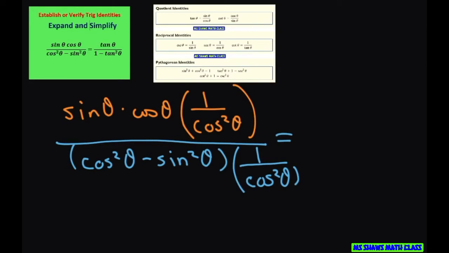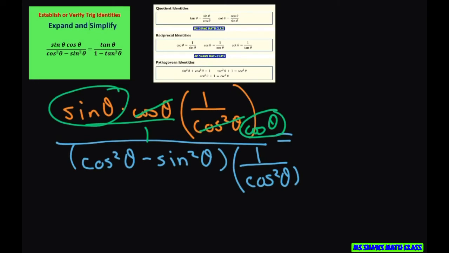So what that gives me in the numerator is cosine. Remember, this is like in fraction form. Cosine goes into cosine squared one time. So you have now sine divided by cosine equals tangent.